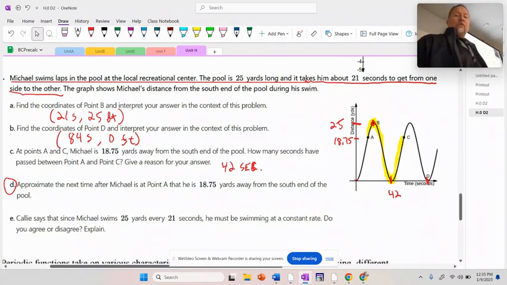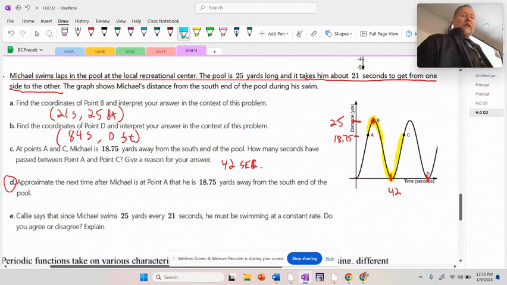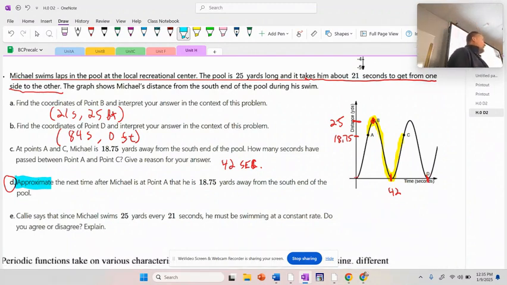Now, here's what I didn't read, and I panicked: it said approximate, not an exact answer. And then I had to read, what is this saying? Approximate the next time Michael is at point A that he is away from the south of the boat. Next time after Michael is at point A that he is 18.75. So from point A, when's the next time he is 18.75 away? Right here, right?